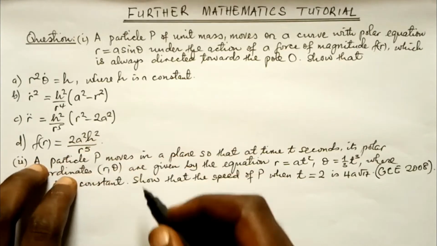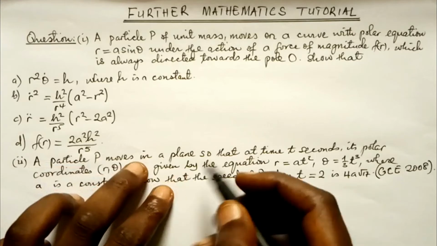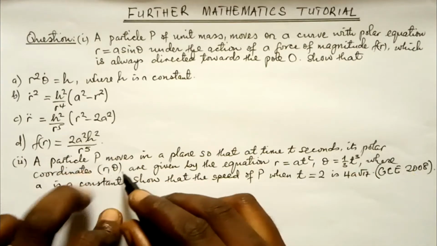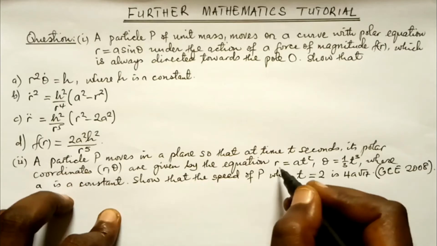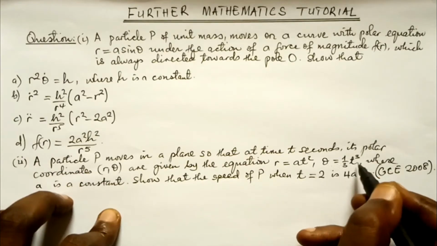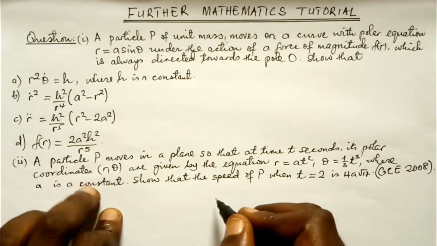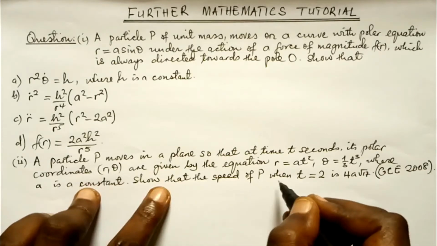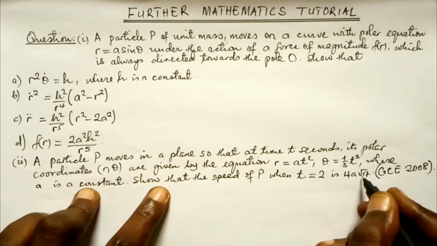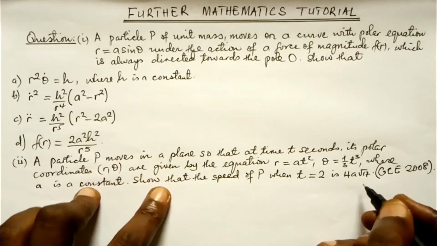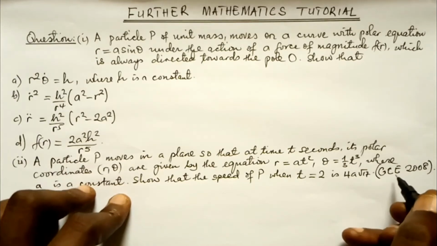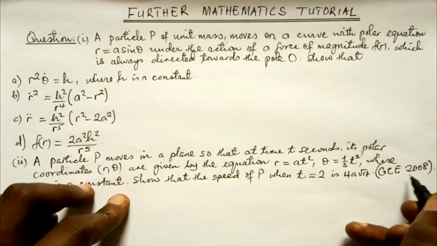(ii) A particle P moves in a plane so that at time t seconds, its polar coordinates r, theta are given by the equations r equals a t squared, theta equals 1/3 t cubed, where a is a constant. Show that the speed of P when t equals 2 is 4a root 17. That was Further Mathematics, Paper 3 of GCE, June 2008.